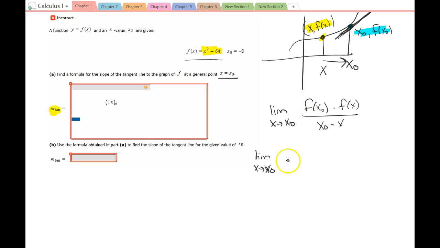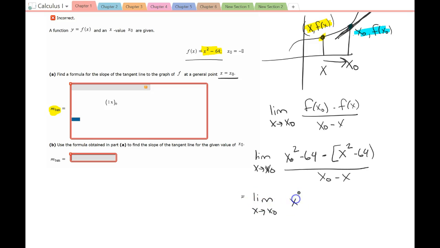My first function, I plug in x0, so I have x0 squared minus 64, minus this function just with x's, so x squared minus 64, all over x0 minus x. Simplifying this, I get x0 squared minus 64 minus x squared plus 64. My minus 64 and plus 64 cancel, and that's why it's so important to distribute that negative through that whole function.